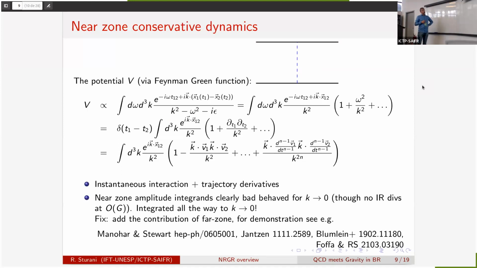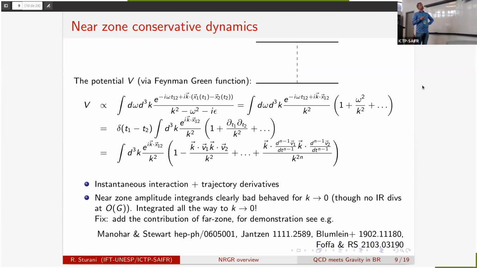Okay, so what do we do in practice? In practice, this particle is feeling the potential sourced by the other particle, and vice versa. What is the potential sourced by the other particle? Well, it's the Green function of the gravitational field times the energy-momentum tensor of the other particle. At lowest order, the energy-momentum tensor of the other particle is just its mass. So basically, we put the Green function times the mass of the other particle.